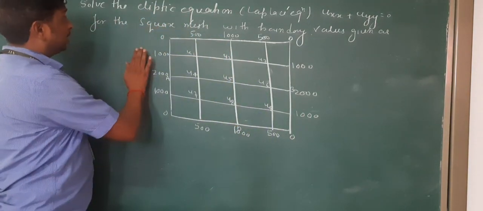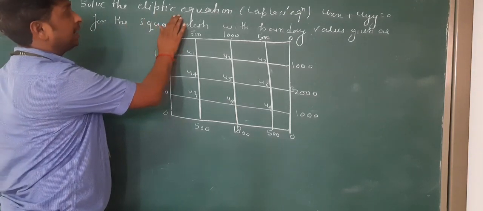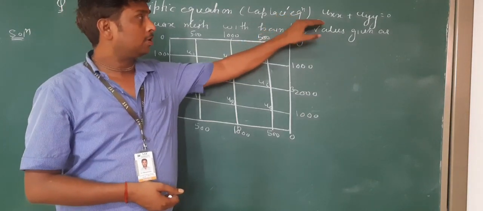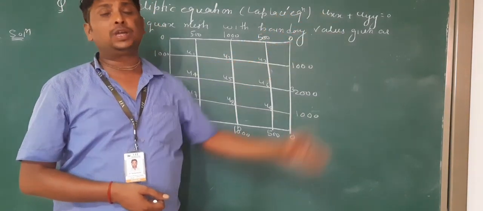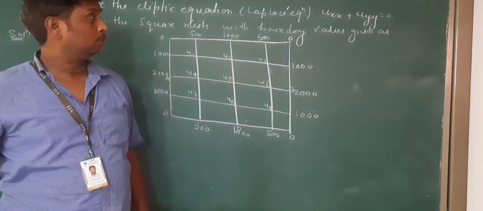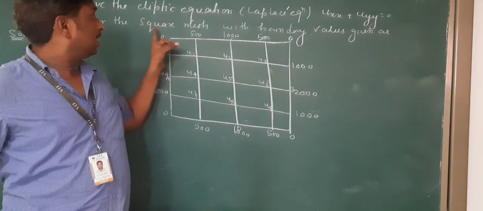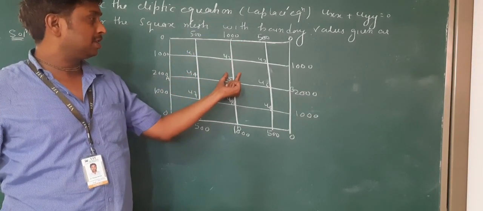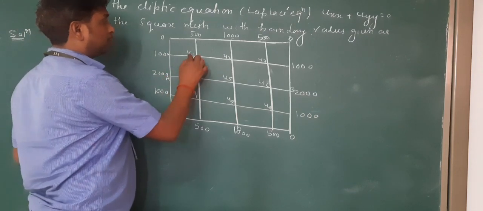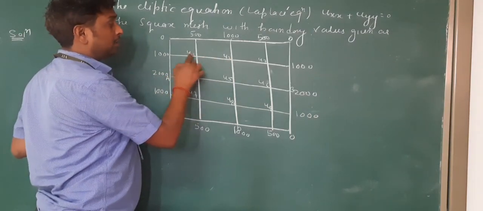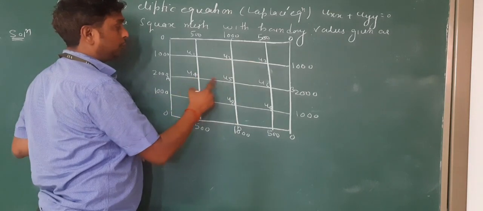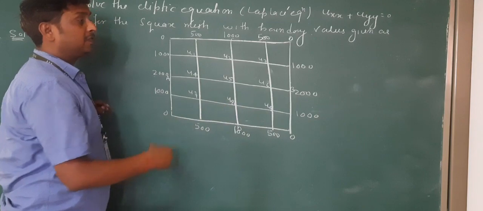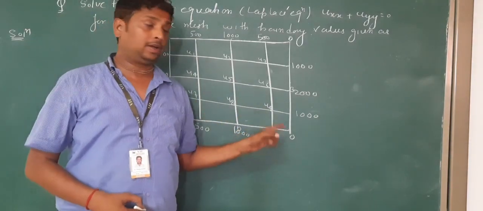So the given question is: solve the elliptic equation. Elliptic equation means Laplace equation, because b square minus 4ac value is less than 0, for the square mesh with the given boundary values which is given here. Here we have to calculate the interior mesh values: u1, u2, u3, u4, u5, u6, u7, u8, u9, because the exterior mesh values on the boundary are given.